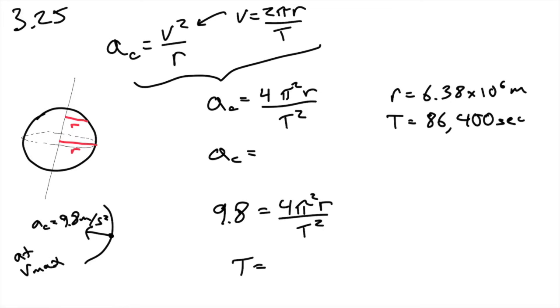So we're going to do this example. The Earth has a radius of 6,380 kilometers. We'll have to change that to meters. It turns around once on its axis every 24 hours. So that's the period. We'll have to put that in seconds. Now it wants to know what is the radial acceleration of an object at the Earth's equator.